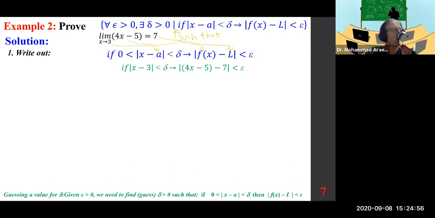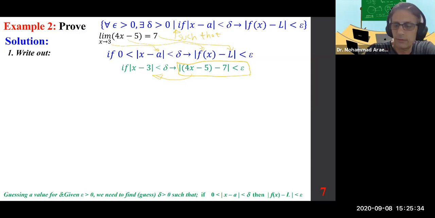Now, the process using the if-then is to start with the second portion and get to the first one. In other words, this is what you start with, and then you want to end up here. And so what happens is that in this process, you will get the left side, which is absolute value of x minus 3, and the right side will be the relationship between epsilon and delta. Okay. So start with that.